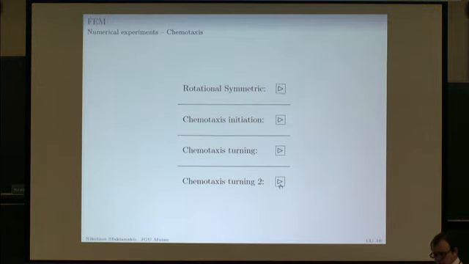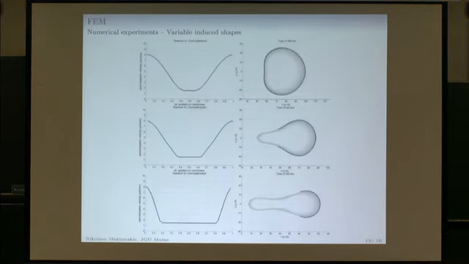I said cancer, right? So I have to explain a little more later on. But you saw, in any case, two different moving shapes. How can we distinguish between them? How can we create different moving cell shapes?